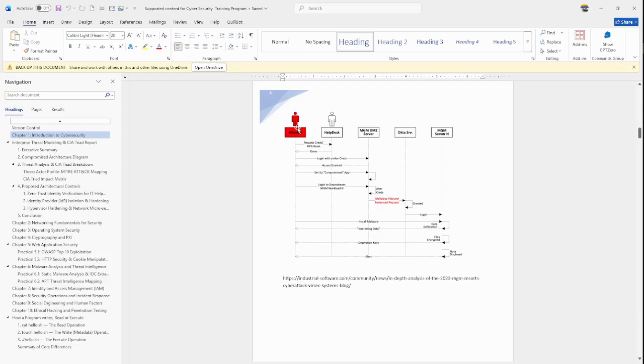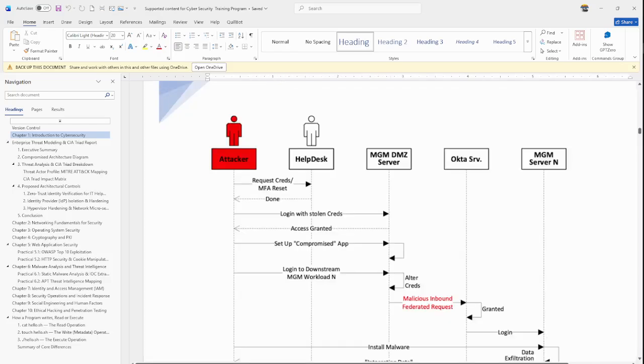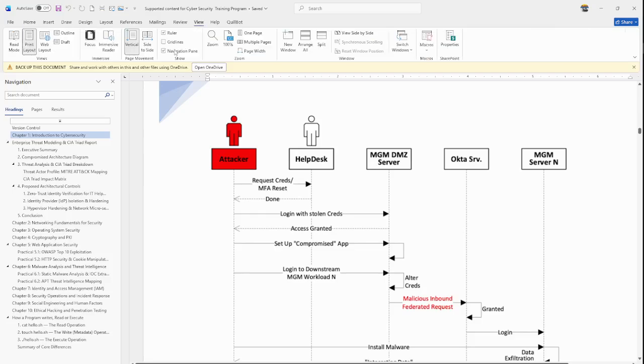First, what the attacker has done is request the credentials. He called the help desk and said, I am so and so, can you please reset my password? The help desk said, okay, we are going to reset your password, this is your password.